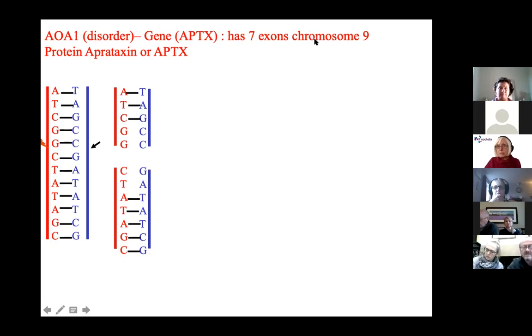But although it's smaller, when we talked about trying to use vectors, trying to put ATM back, all of that type of procedure will be relevant for AOA1 as well, and somewhat easier for AOA1 because it's smaller.